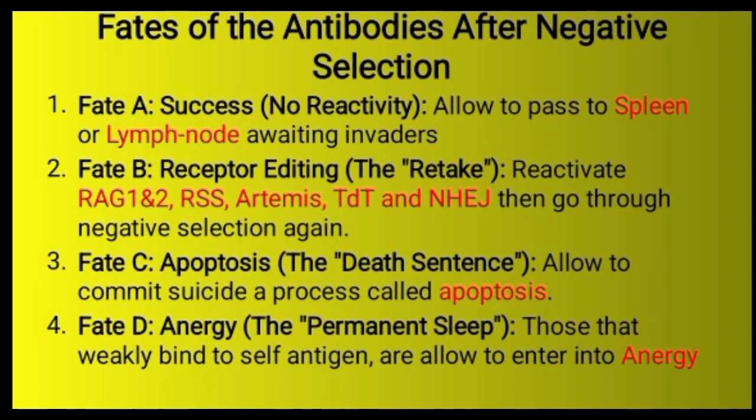Then Fate 3 is a situation where the antibody will just enter into a death sentence, allowing it to commit suicide by itself. So certain enzymes within the antibody will be produced and it will enter into a situation called apoptosis, or destruction of itself. Then Fate 4 is called anergy, or dormancy. Those that are weakly bound to self antigen are allowed to enter into anergy. Anergy is just sleeping, and they will never wake up.